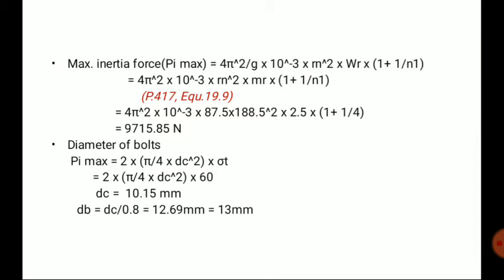Next we are finding the maximum force acting here. This is a standard equation given in the data book: 4 pi square into 10 raised to minus 3 into r N square. Here N means omega; in the data book, instead of omega, they give N, into m r into 1 plus 1 by n1. All things are given, so we get 9715.85. Then the diameter of bolt, that is 2 into pi by 4 dc square into sigma t, so dc we get is 10.15 mm. Upon getting dc, the core diameter, the diameter of bolt is equal to core diameter by 0.8, which gives 13 mm.